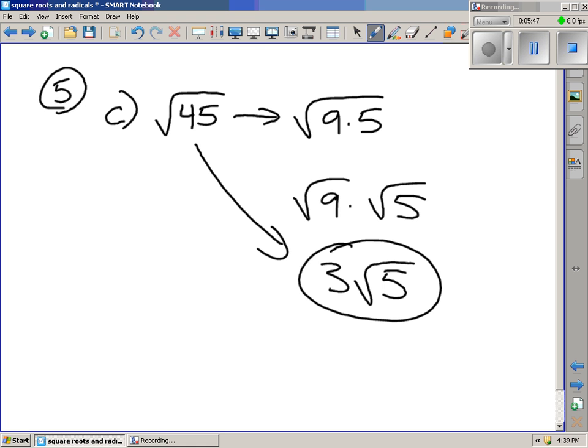Once again, compare the two. The square root of 45 gives you 6.708, etc. And 3 times the square root of 5 is also equal to that same number.